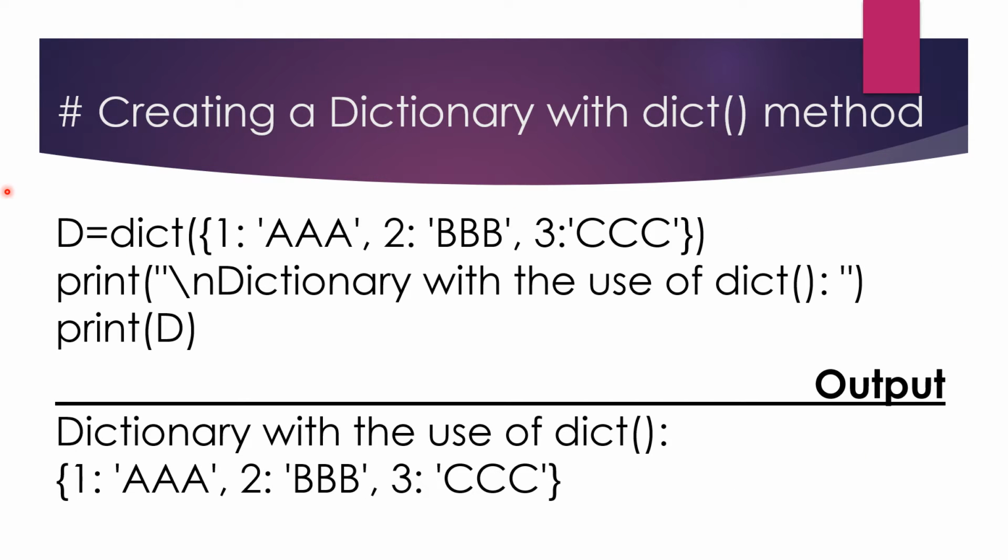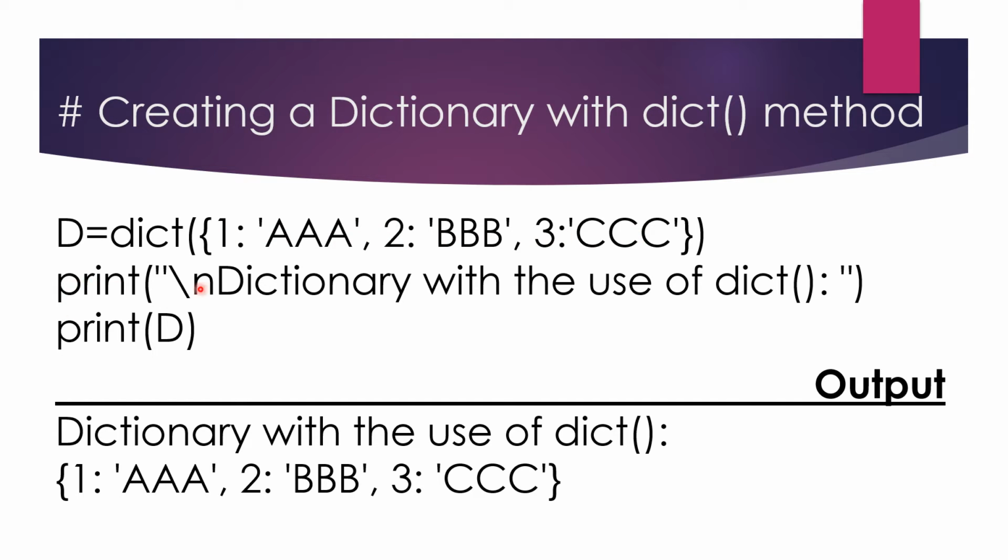So now we will see how we can create a dictionary with the dict method. This is a method by which we can create a dictionary. Here is a variable we have taken, d, and this is the dict method. So here we have written dict and we have written what we have to assign to the dictionary. Here this is the key 1, this is the first item, this is the second item, this is the third item.